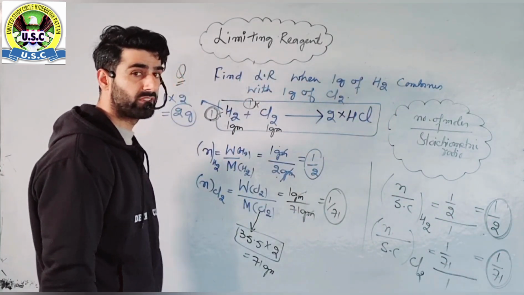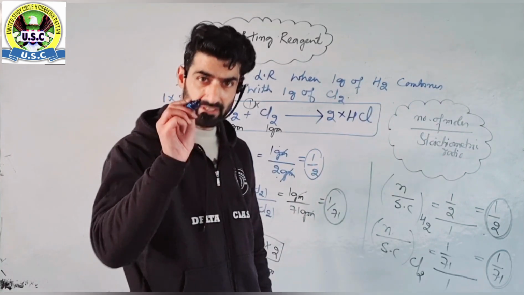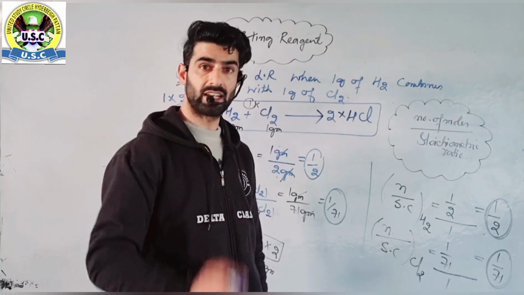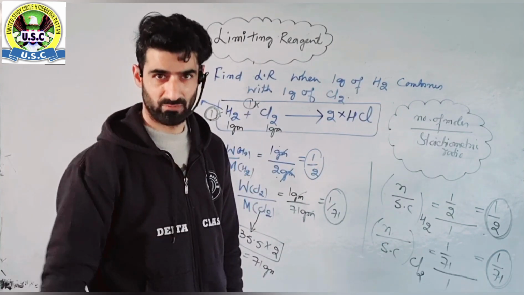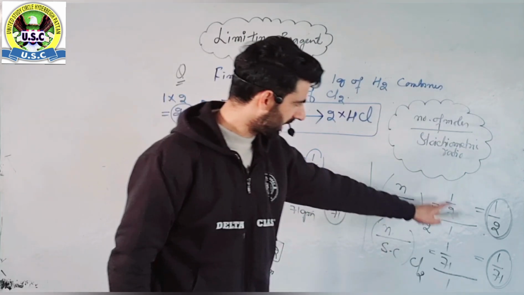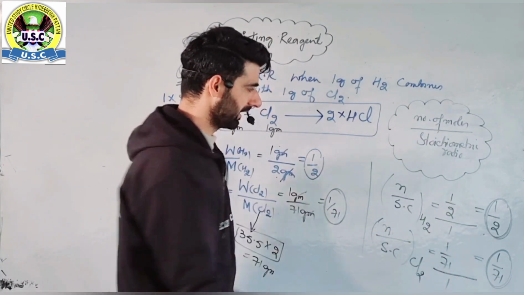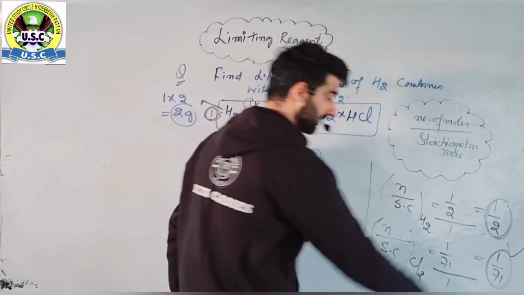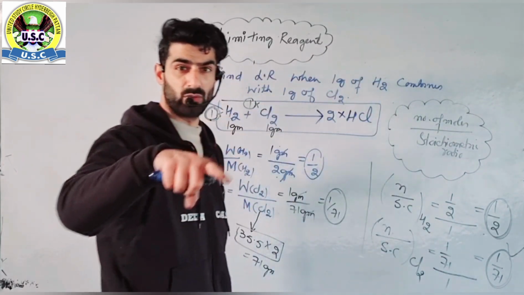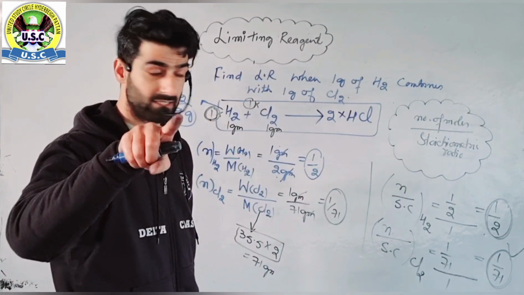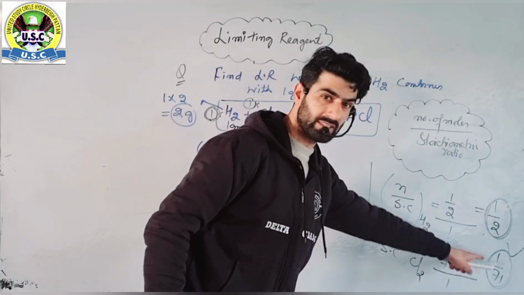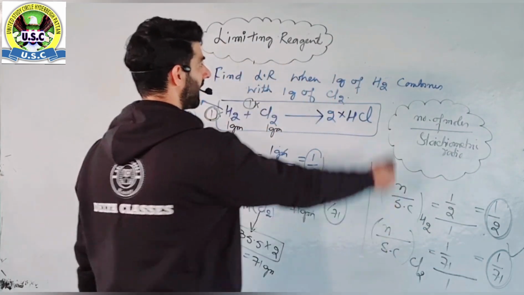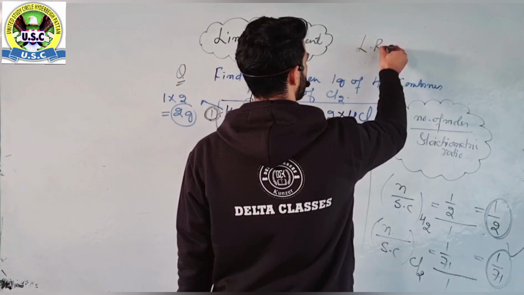Now, which one is the limiting reagent? The one whose value is less. Obviously, this will be our limiting reagent, because among them this value is the least. Numerically, whose value is least is considered our limiting reagent.